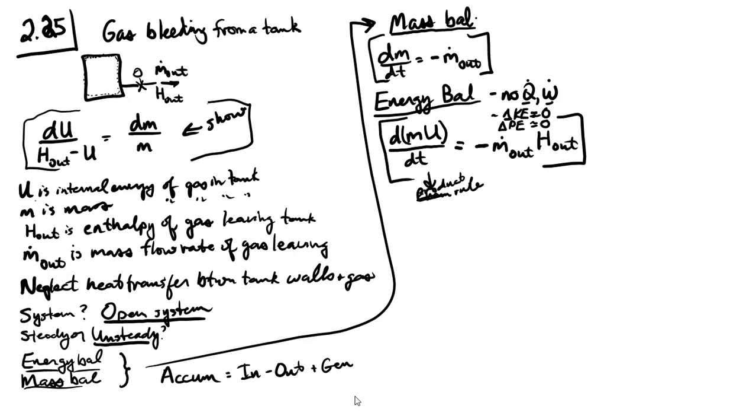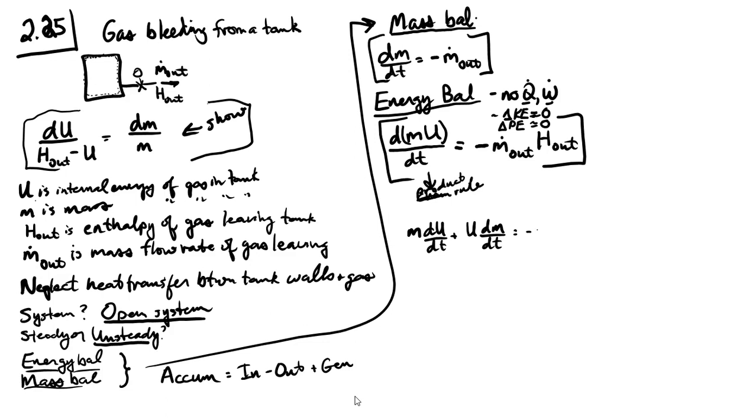So d(mu)/dt. Remember, these are variables. These are changing. We don't have constant mass. We don't have constant specific internal energy. These are both changing with respect to time. So this is m times du/dt plus u times dm/dt. And that's equal to minus m dot out.